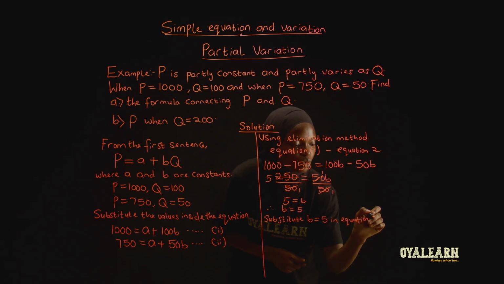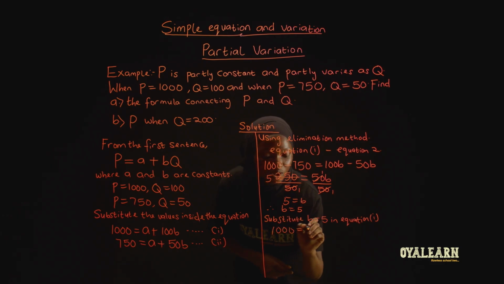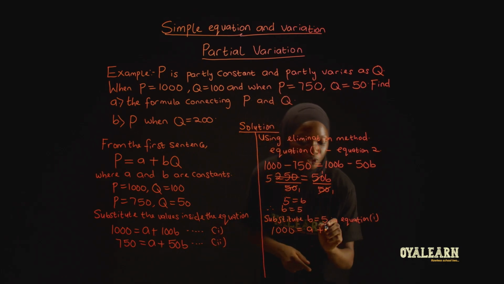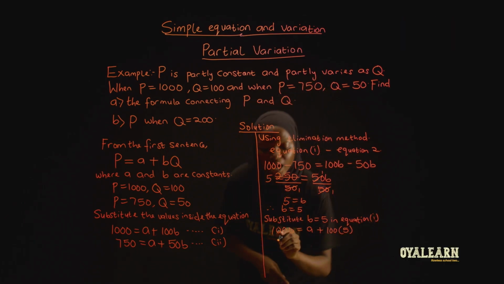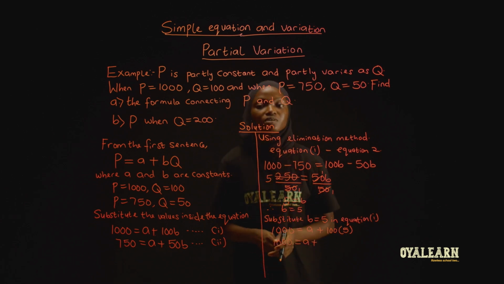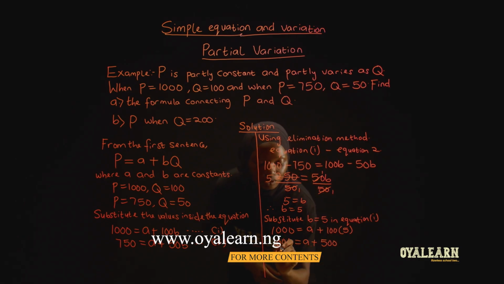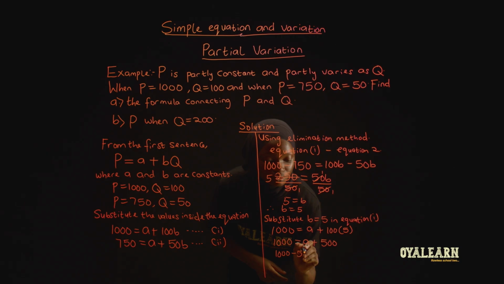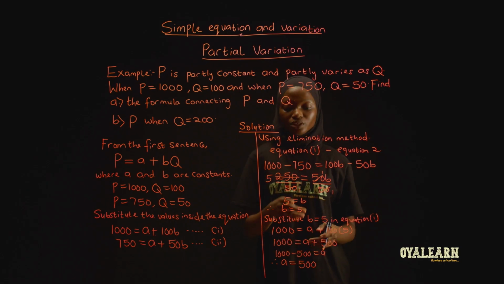equation 1. From equation 1, we have 1000 equals A plus 100B. That's the same thing as 100 into 5, since the value of B now is 5. So I'm having 1000 equals A plus 100 times 5, we have 500. And here we have 1000 minus 500 equals A. Therefore, A equals 500, because 1000 minus 500 is 500. So the value of A is 500, the value of B is 5.